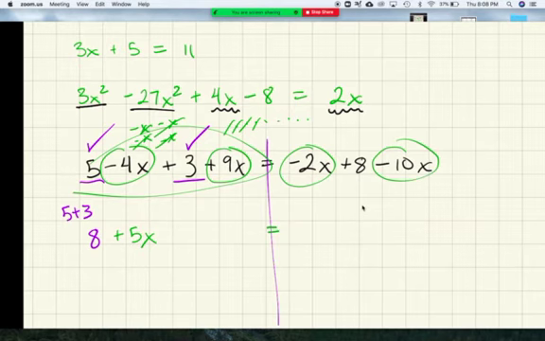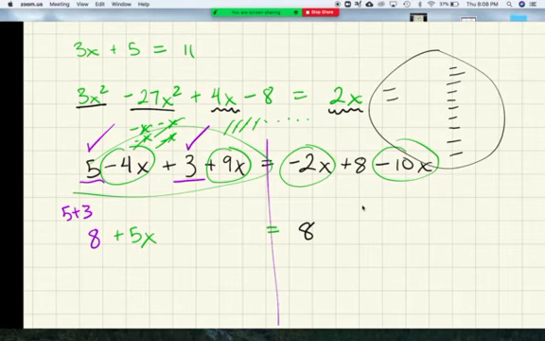Here and here are like terms. The 8 doesn't have any like terms, so you just leave it. The negative, both of them are negative on this one. So if you have 2 negatives and then 1, 2, 3, 4, 5, 6, 7, 8, 9, 10, nothing cancels out because they're all negatives. So you're just basically adding them together.